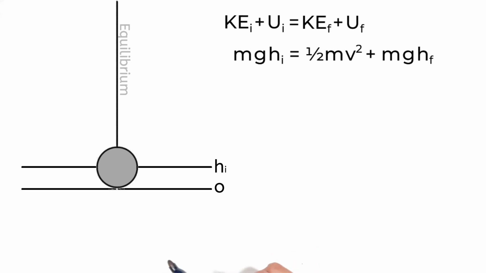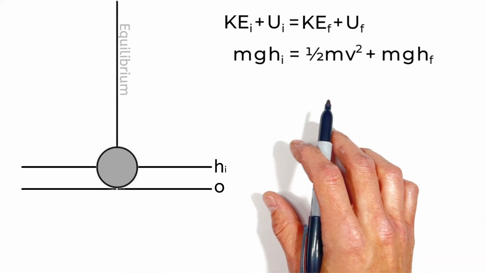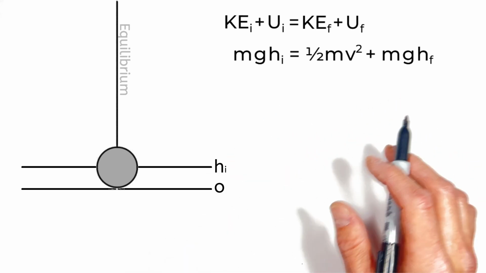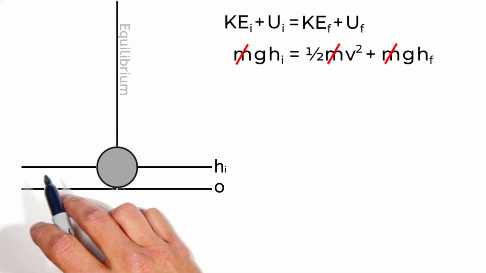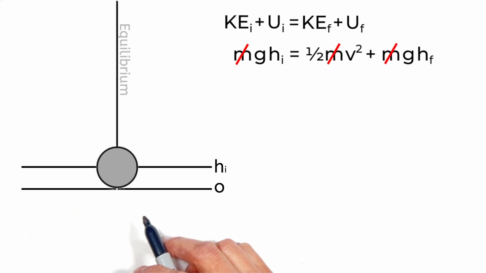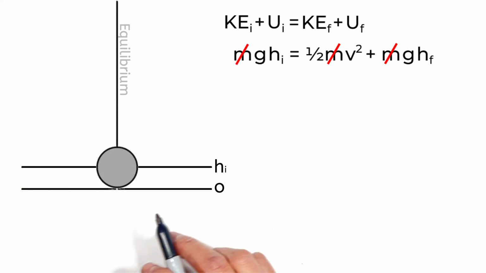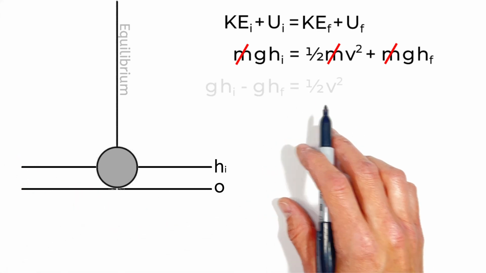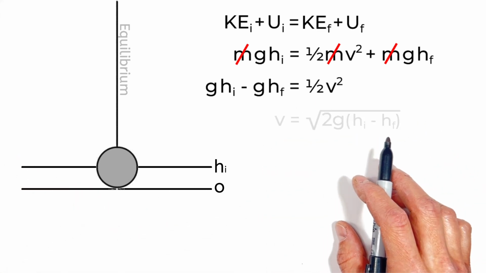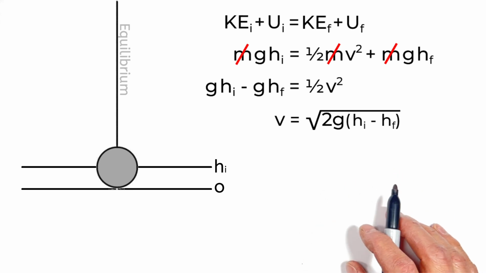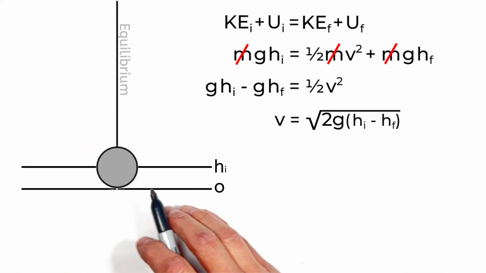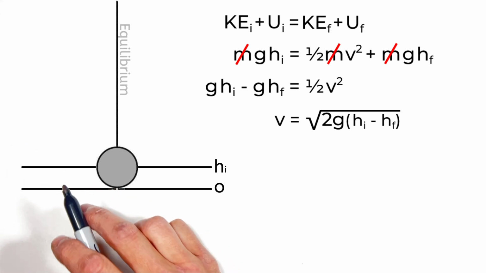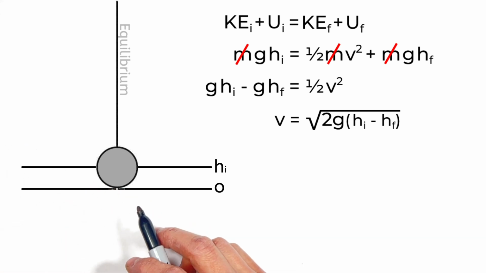Now the first thing you'll notice here is that there's an m in each one of these terms. That is to say that the mass of this pendulum bob is going to cancel out, or really, it doesn't matter. Now we're trying to solve for the velocity of this pendulum bob at any point, so we're going to rearrange this for v. And we come up with this equation for the velocity as a function of the height of the pendulum bob at its initial and final positions, wherever those may be.